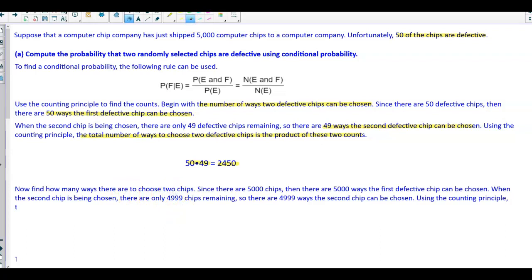Now we need to find how many ways there are to choose two chips. So how many chips do we have? Well, we know that there are 5,000 computer chips. So since there are 5,000 chips, there are 5,000 ways the first chip can be chosen. Now, when we remove that first chip and the second chip is being chosen, we have 4,999 chips remaining. So there are 4,999 ways the second chip can be chosen.